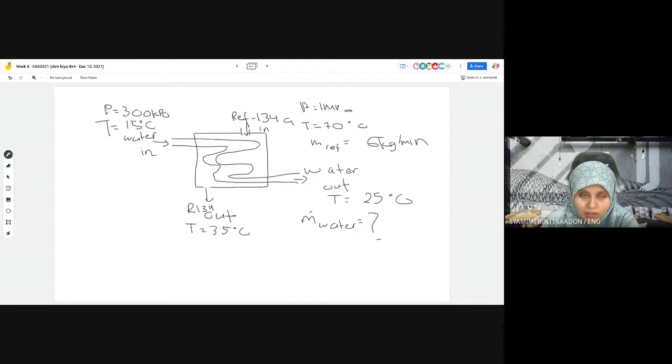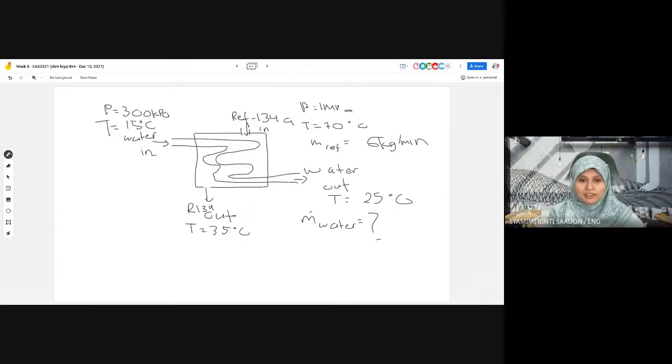And what about power? The function of the heat exchanger is to exchange heat, so it doesn't produce or use any power. So no power is given here, and we only have Q and H, enthalpy.